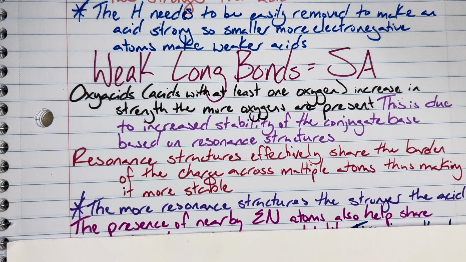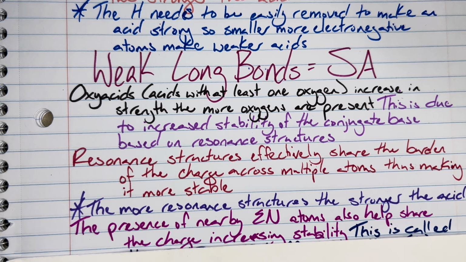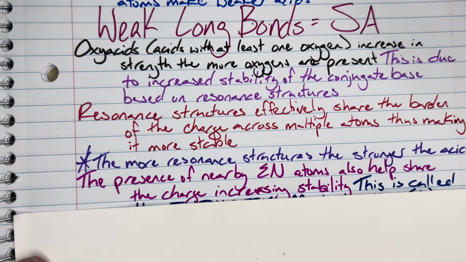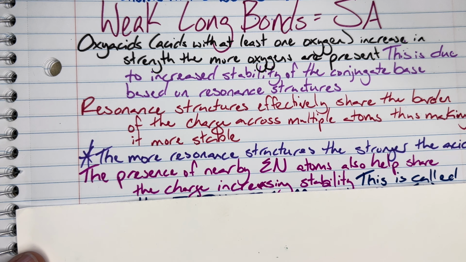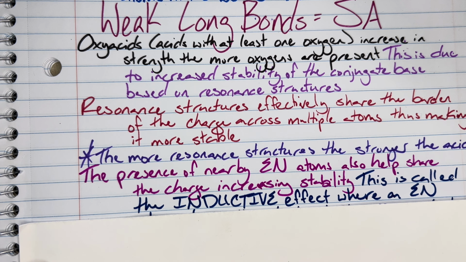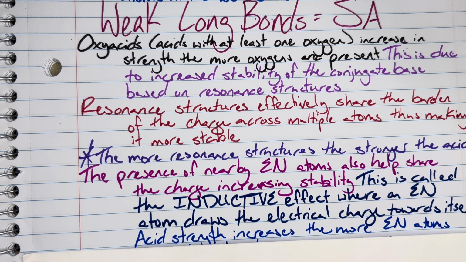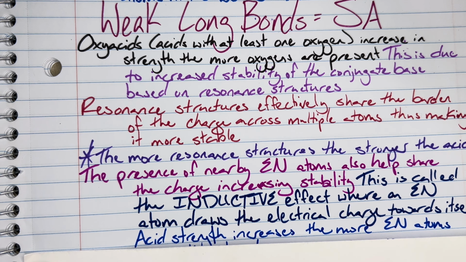The presence of a nearby electronegative atom is also going to help share the charge, increasing stability similar to the number of resonance structures. The presence of a nearby highly electronegative atom and the increased stability therein is called the inductive effect. The inductive effect is where the electronegative atom draws the electrical charge towards itself and is able to carry that burden very easily. So we have an increased strength of that acid since we have an increased stability.